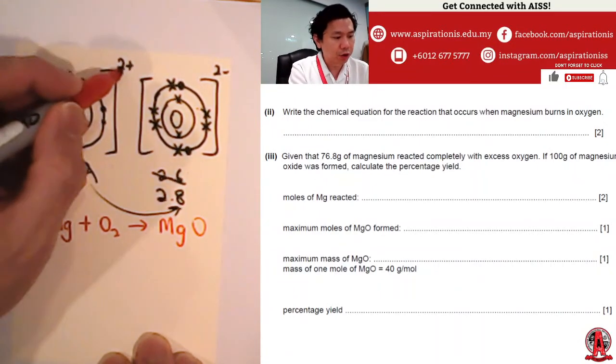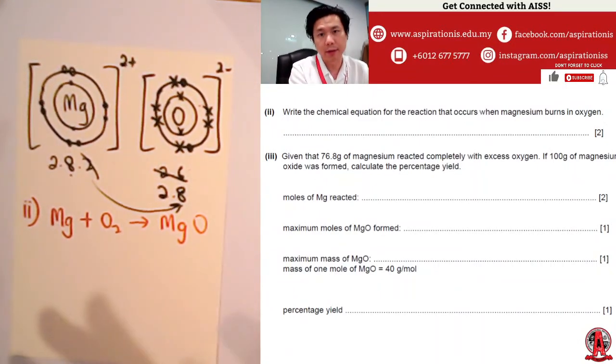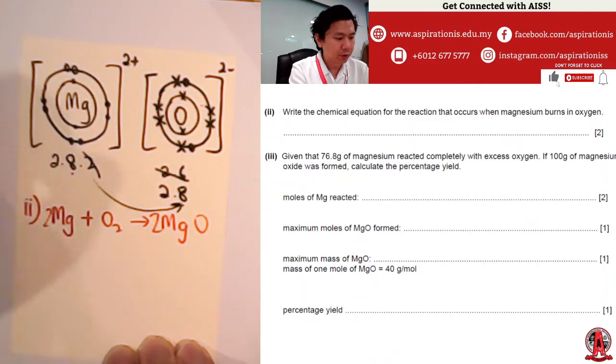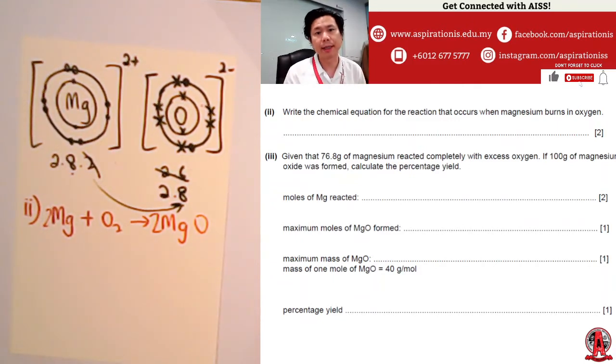Why? Because the charge is 2 and 2, so you cross it down, it simplifies to 1 and 1. So this is the unbalanced equation, so you need to balance it. So now you have a balanced equation which states that 2 moles of magnesium react with 1 mole of oxygen molecules to produce 2 moles of magnesium oxide.